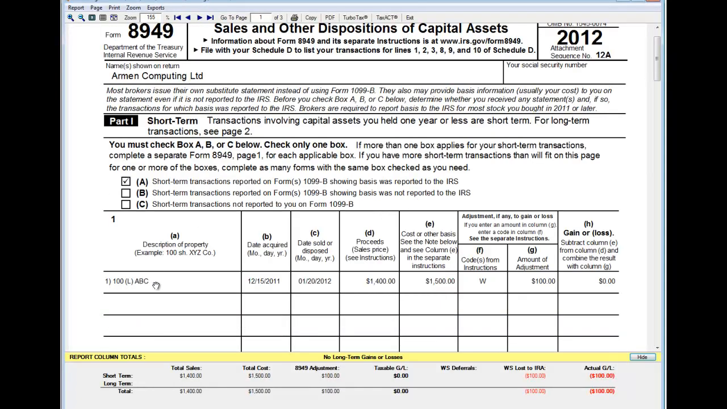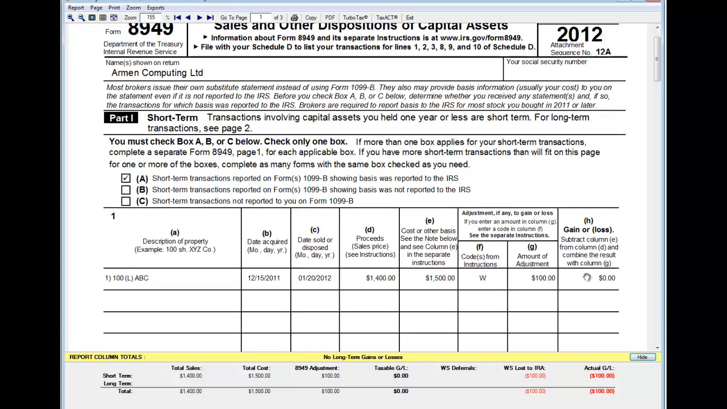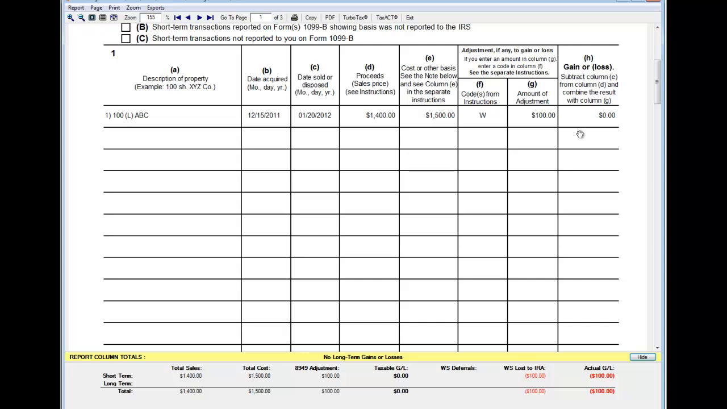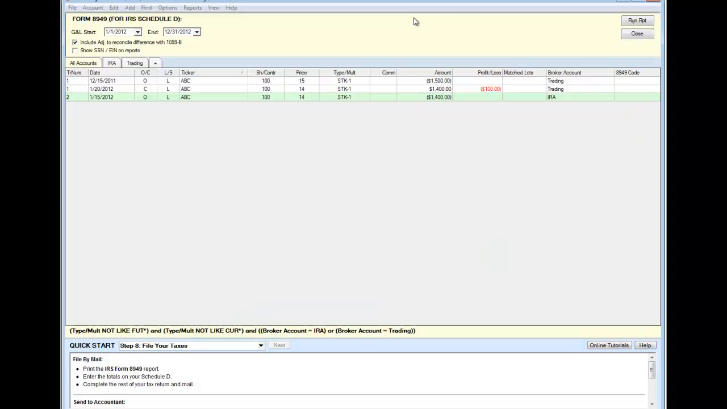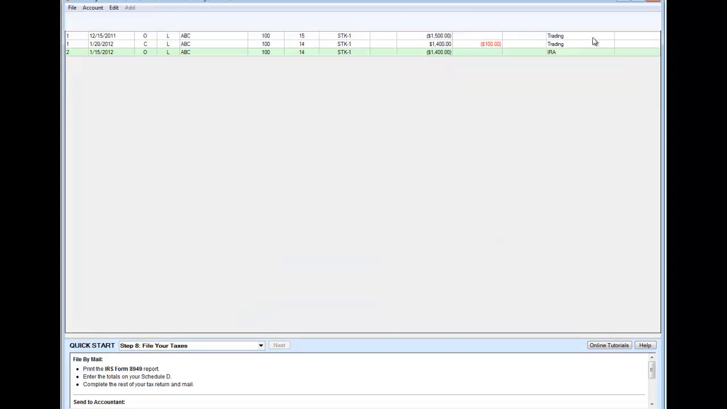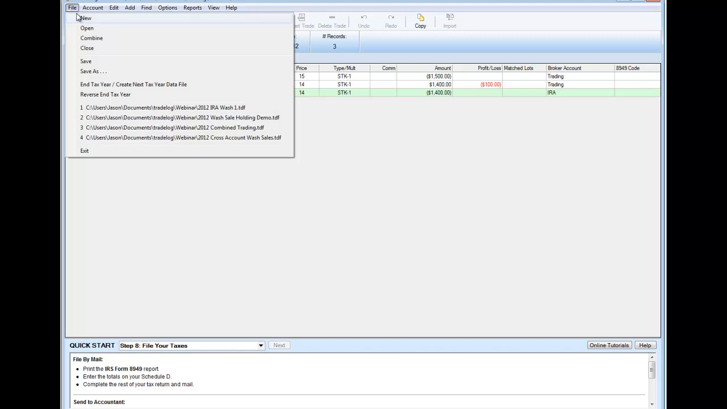Now, when I run my 8949, notice what this looks like on my tax reporting to the IRS. I have my trade in my taxable account that's been reported. There's a wash sale adjustment. The result is a zero gain or loss. That adjustment is gone because I don't report my IRA trades to the IRS, and the IRS says you don't adjust the basis of the IRA. So in essence, I lost that $100 completely. Now notice just a slight difference in this situation.